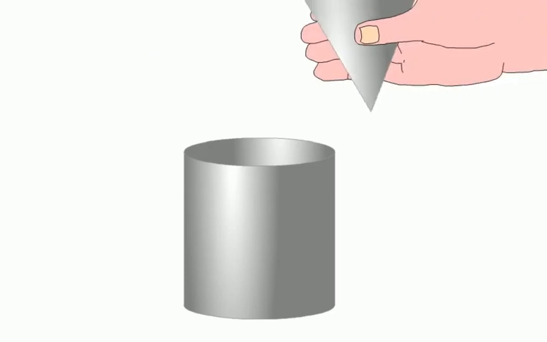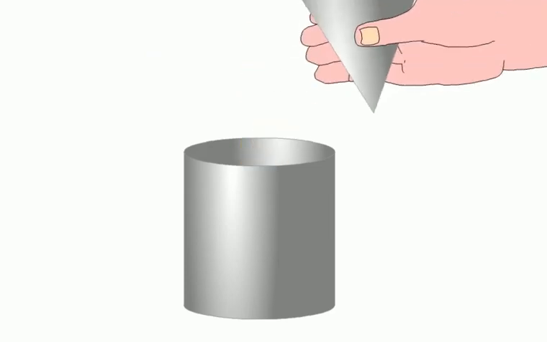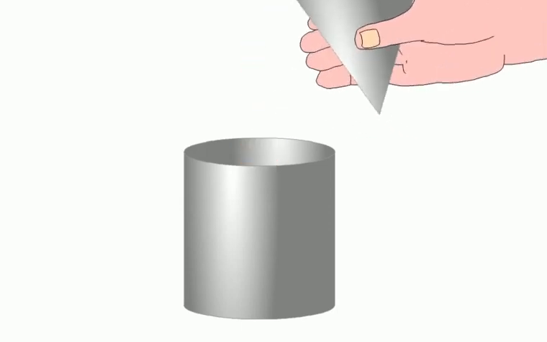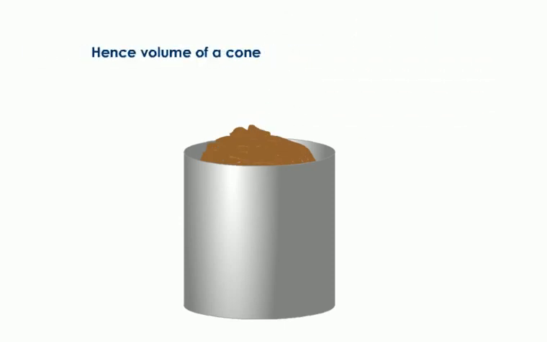Alternatively, three congruent cones full of sand will fill completely a cylinder of the same base and height as that of the cone. Hence, the volume of a cone is equal to 1/3 the volume of the cylinder. Therefore, V is equal to 1/3 πR²H.